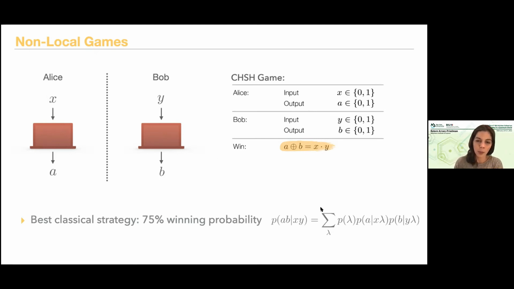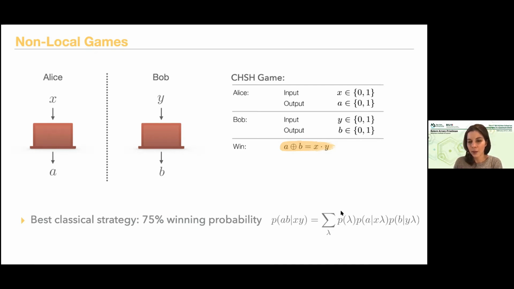So what is a strategy, or how do I write a classical strategy? Any behavior of this device, I want to write it as a conditional probability distribution. This is this thing here. So it's just a behavior. It tells me, given X and Y, for any value of X and Y, what is the probability that the device outputs A and B.